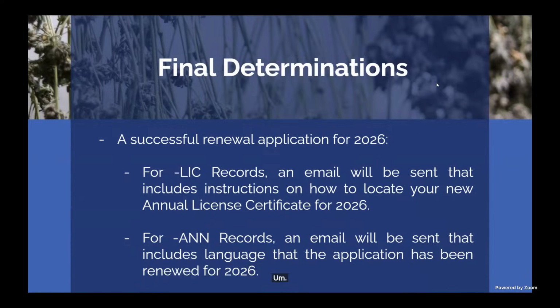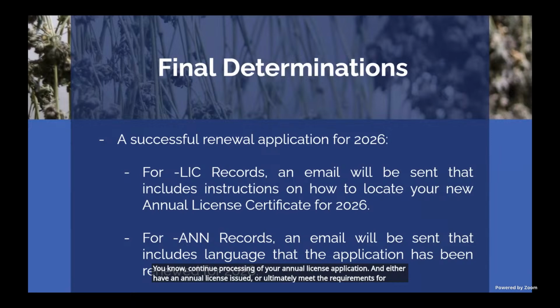For ANN records that have a status of local compliance underway, it will just acknowledge that the record has been timely renewed, but you still need to continue processing your annual license application and either have an annual license issued or ultimately meet the requirements for temporary approval.